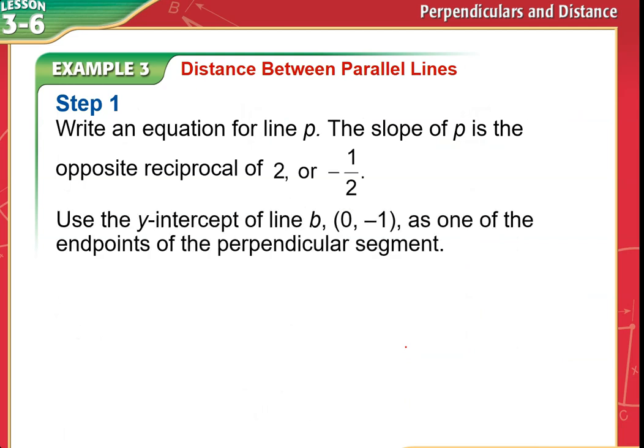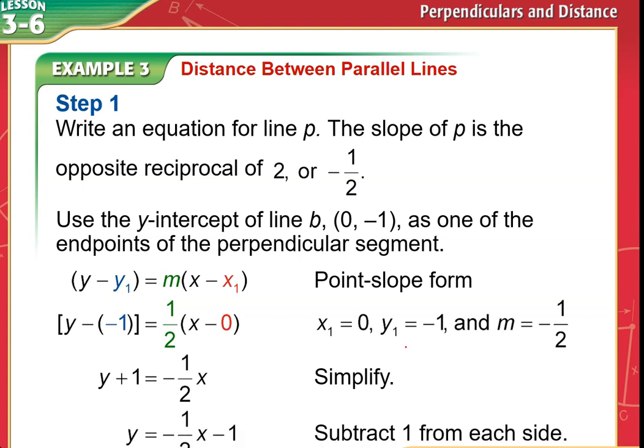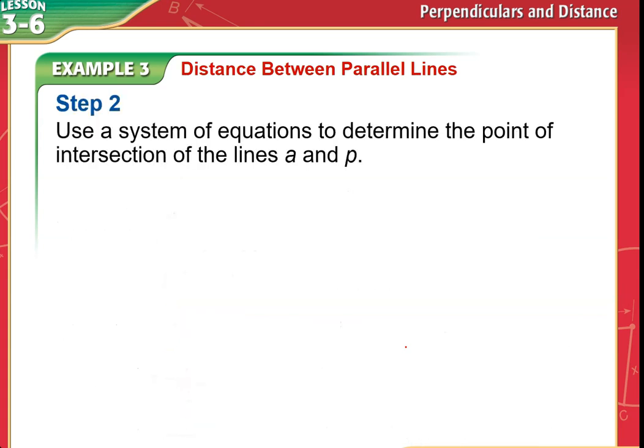Okay, now we're going to use the y-intercept of 0, negative 1 as one of the endpoints of the perpendicular segment, and we're going to come up with the equation using our point-slope form. And so in this case, we end up with y equals negative 1/2 x minus 1. Now what we're going to do with this negative 1/2 x minus 1 is use a system of equations to determine the point of intersection of the lines A and P. Okay, so again, we've got two ways of doing this. You could do substitution and say 2x plus 3 equals negative 1/2 x minus 1. Okay, that might be one way of doing it.